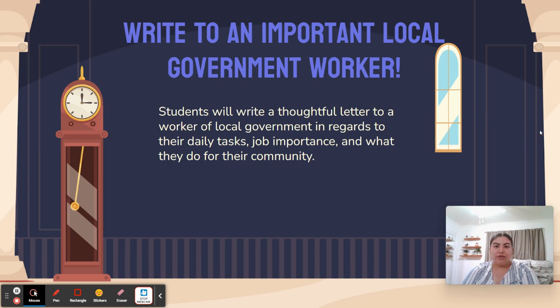So for an assignment, I would have the students write to an important government worker, so a local government worker. So the objective for this would be students will write a thoughtful letter to a worker of the local government in regards to their daily tasks, job importance, and what they do for the community.